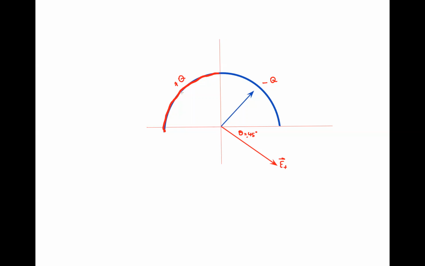Okay? Like the positive one creates E positive at angle equal 45, so this negative has the same shape. So it creates the same electric field, but in this direction. So here we can say E negative.